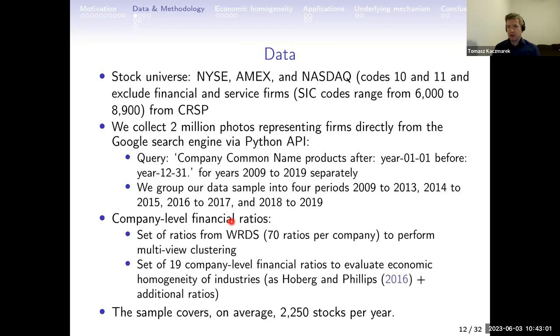Okay, so now let me move to data and the methodology. We start with the typical stock universe: NYSE, Amex, and NASDAQ firms with codes 10 and 11. We exclude finance and service firms. We need to do it because their photos do not represent products offered to customers. Most photos related to service companies show people who perform certain activities by providing services, and unfortunately it is extremely difficult to identify these activities by an algorithm. So the machine concentrates on identification of people, not on the tasks. This is the reason why we need to exclude these firms.